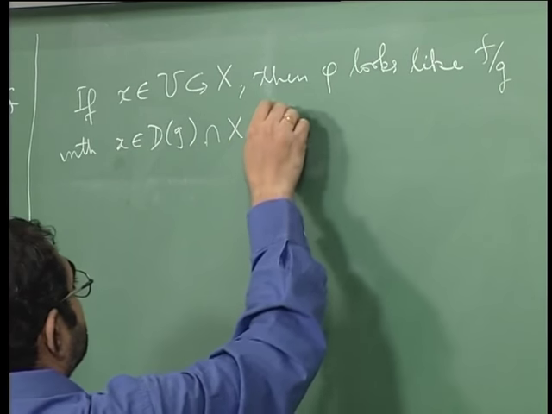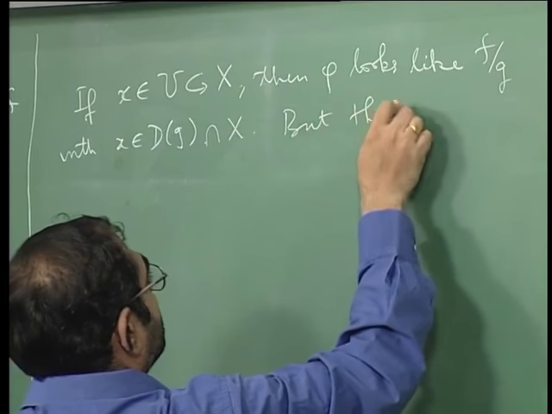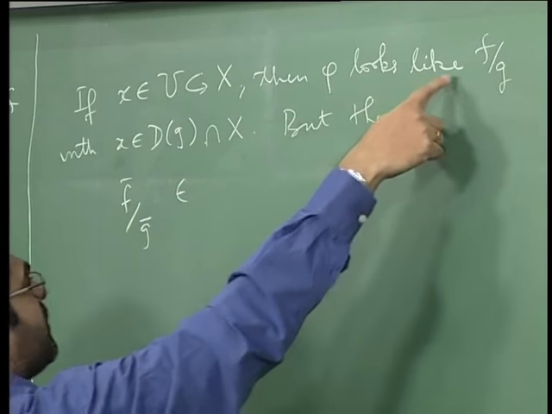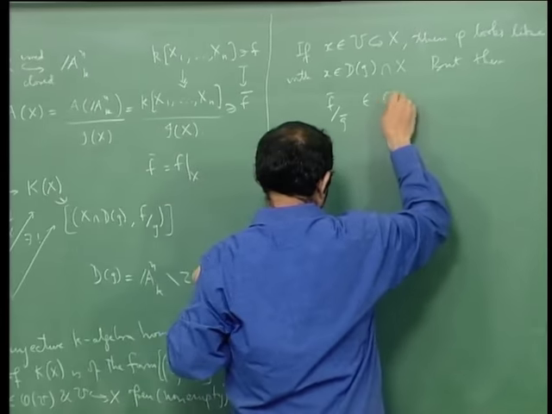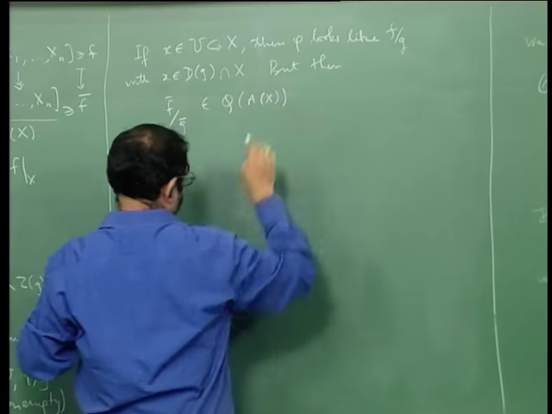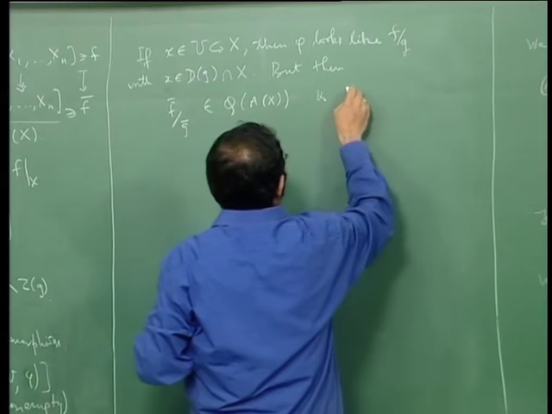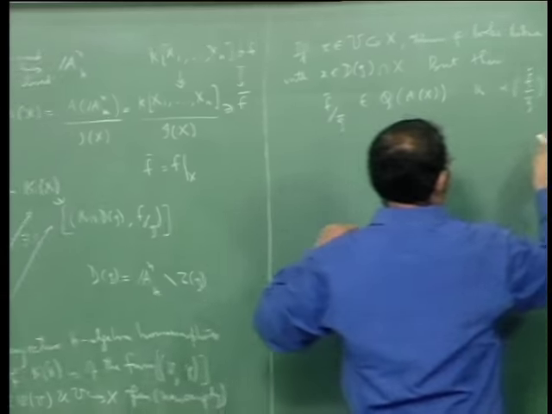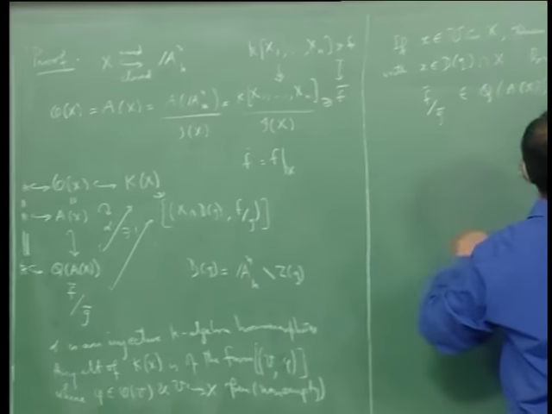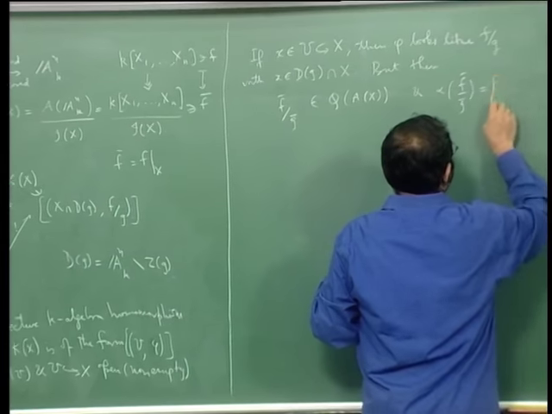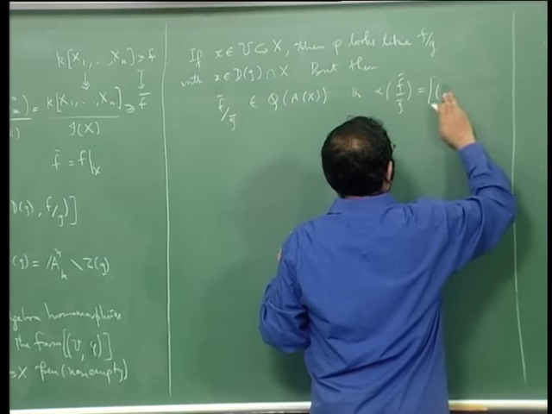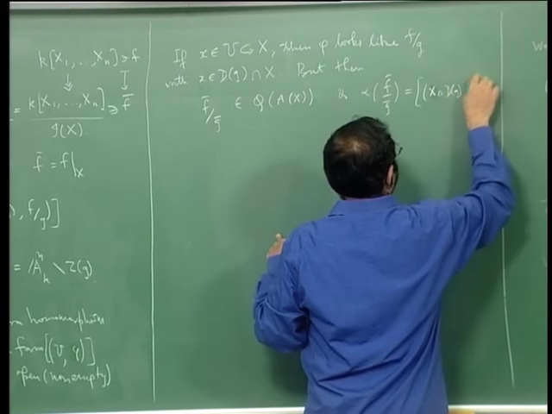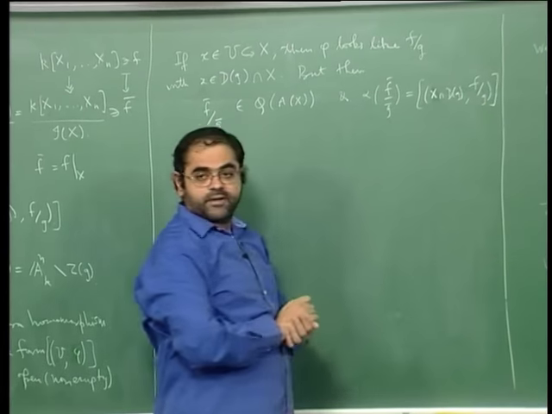But then, you have f bar by g bar. This element, if you take f bar by g bar, that is certainly an element in the quotient field of Ax, certainly, and alpha of f bar by g bar, as I have defined this map alpha, is just going to be X intersection D_g comma f by g. This is what I am going to get.